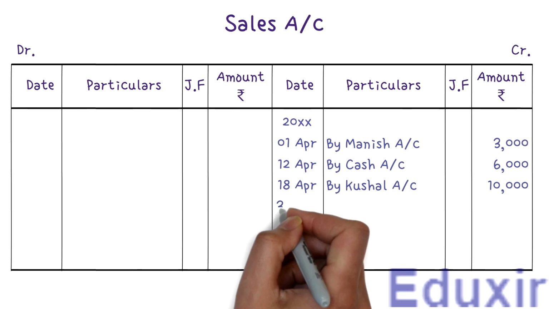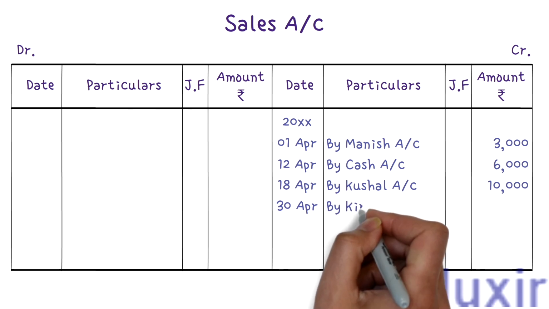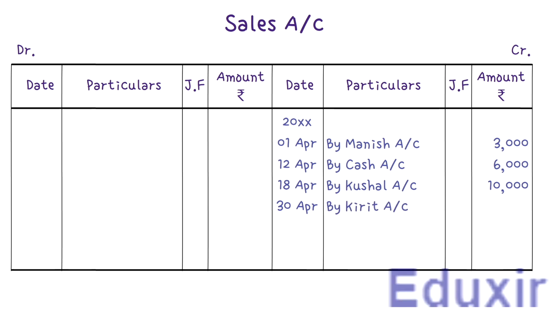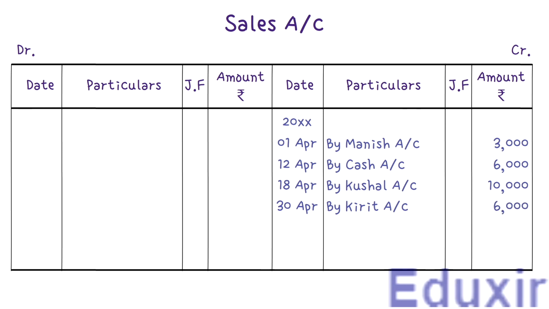Let us first write the date. Let us then write by Kirit account into the particulars column. Let us then write the credit amount of 6000 rupees in the amount column. With that, we have completed the posting of this journal entry into sales account. Let us now take up the next entry.